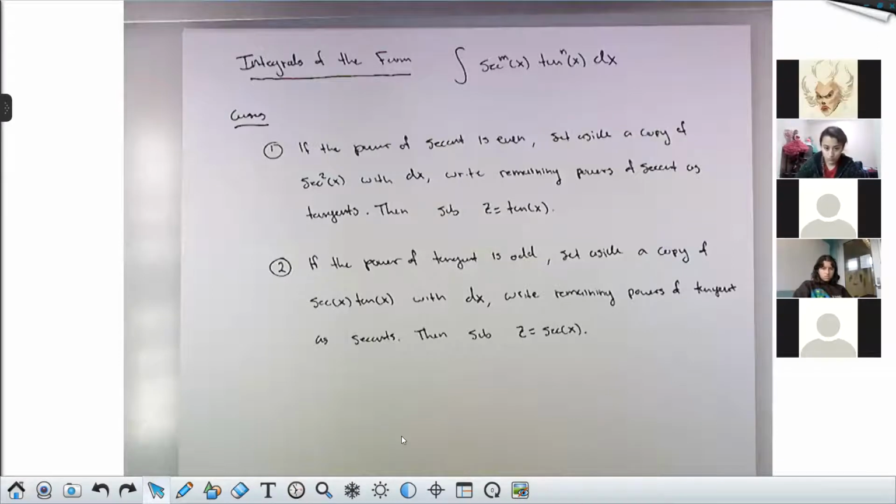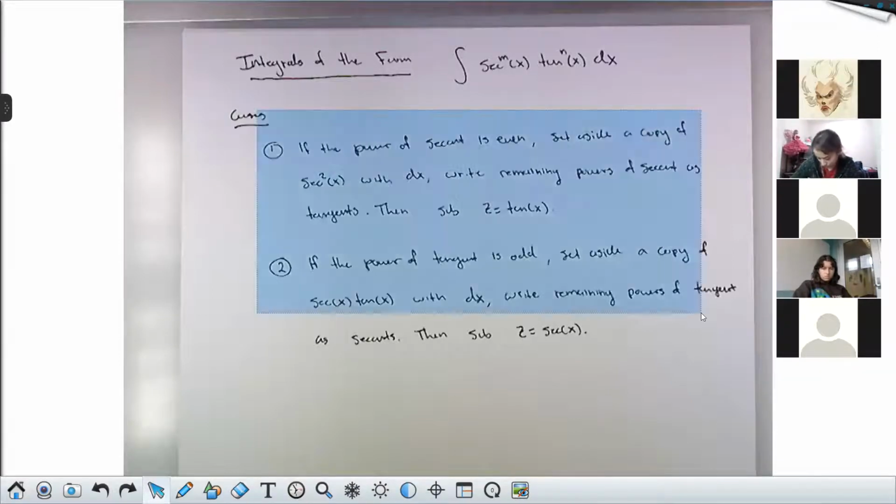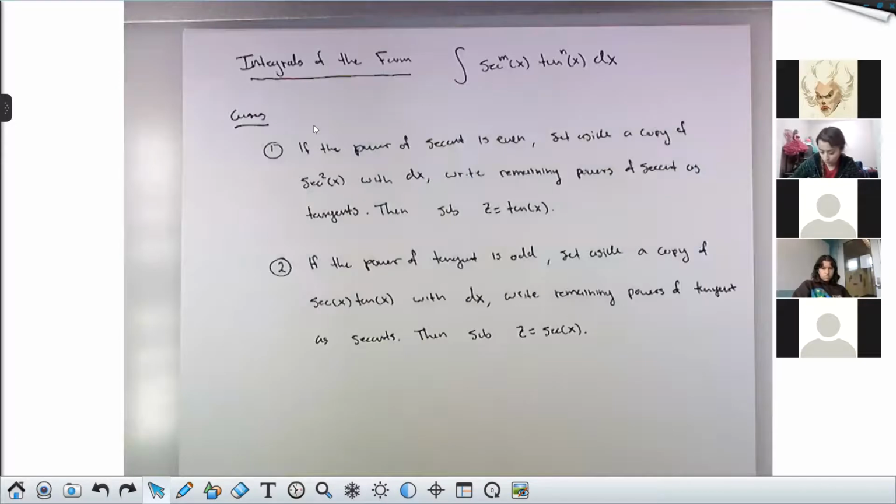There is a third case that is not covered here. So I'd like you guys to look at just the first clause of each of these cases. Under 1, it says, if the power of secant is even, blah, blah, blah. Number 2, if the power of tangent is odd, blah, blah, blah. What is not covered by those 2 cases? What case is missing?